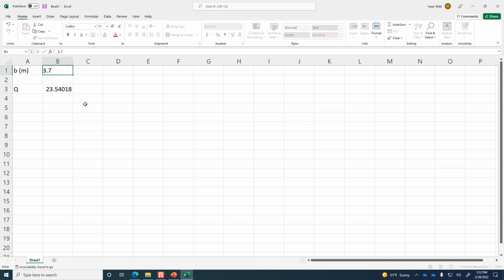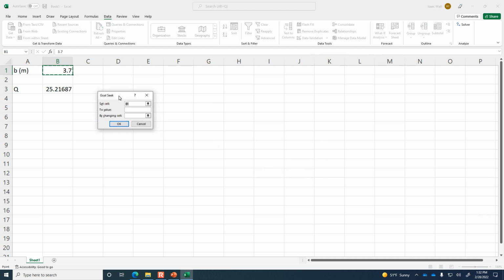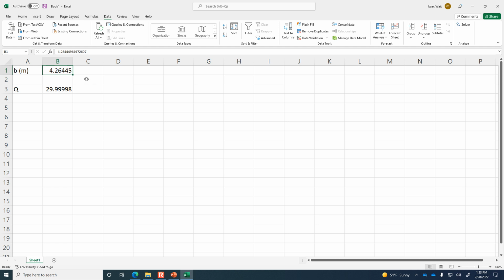No. 3.7? No. I can do goal seek because I know what the goal is. Data, what-if analysis, goal seek. My goal is I want the flow rate to be 30 by changing the width. Okay, so let it go. So this is saying 4.26 meters would be the width that gives me that 30 cubic meter per second flow rate. You could just put this formula in your calculator and it's effectively doing the same thing in the background.